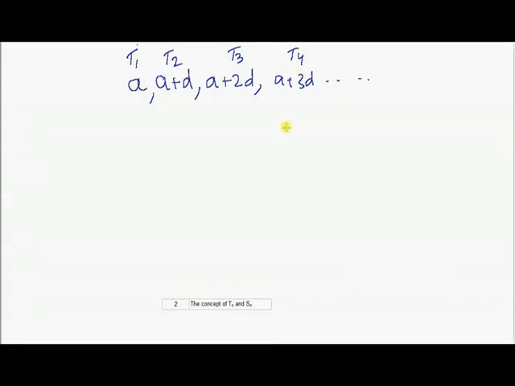Now, just looking at this, can you guess what is the eighth term? Yeah. A plus 7D. Excellent, isn't it? So now, Tn, if I am doing, it should be A plus 1 less than this number, isn't it? Yeah. So it should be A plus (n minus 1)D. This is the nth term for an AP.